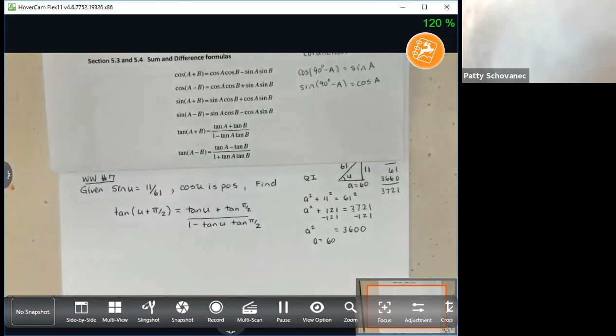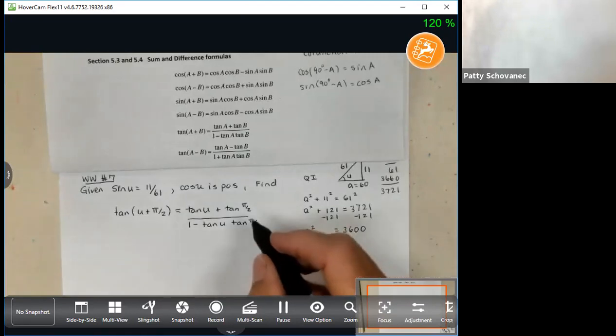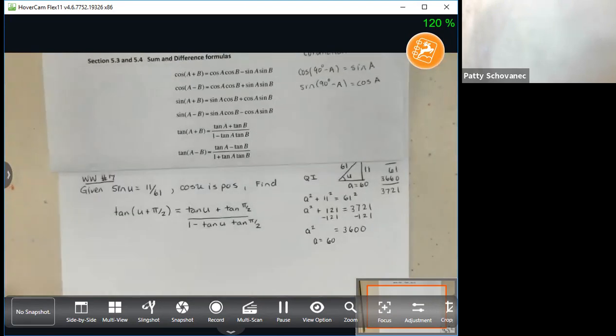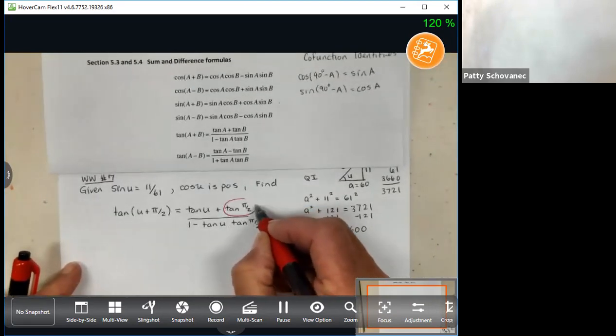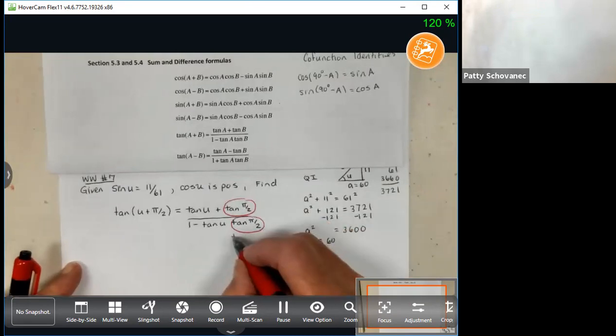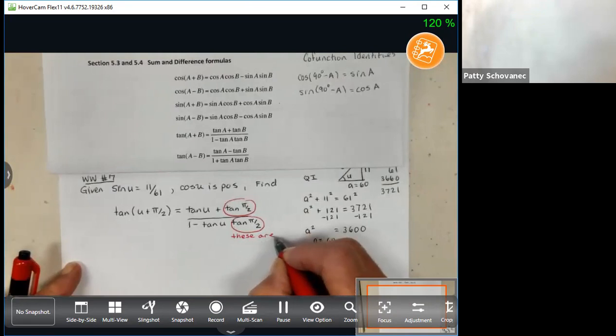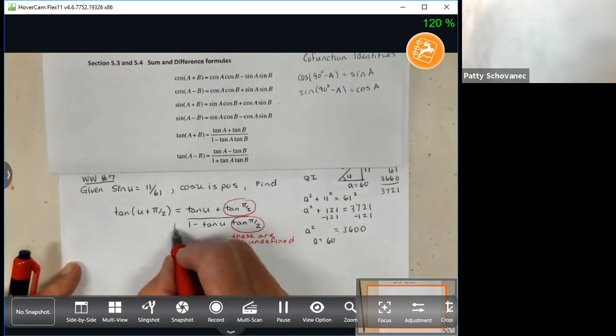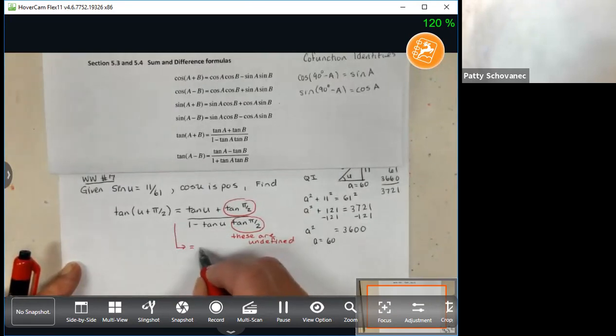Does anybody know the tangent of pi over 2? It's the sine of pi over 2 divided by the cosine of pi over 2. What's the cosine of pi over 2? Cosine of pi over 2 is 0. So what do we know about the tangent of pi over 2? It's undefined. These two numbers here are undefined, so that makes the tangent of U plus pi over 2 undefined. So the tangent of U plus pi over 2 does not exist.